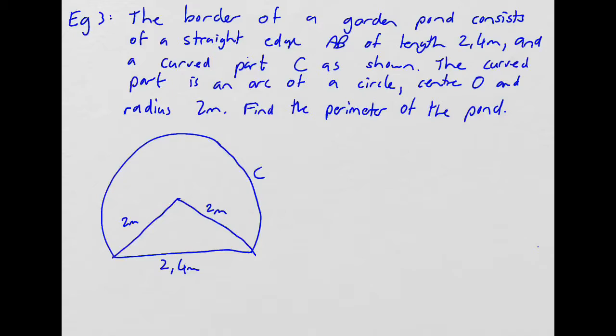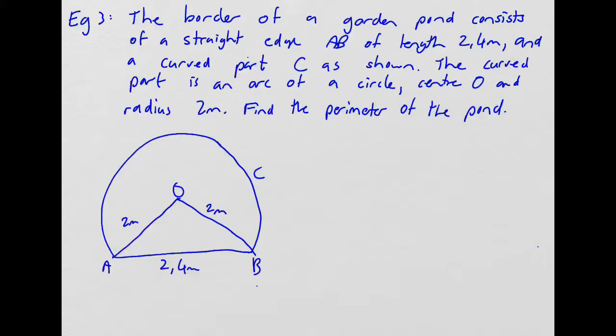Right, so if you look at the example that I've put in front of you, the border of a garden pond consists of a straight edge, AB, of length 2.4 meters, and a curved part C is shown. So the curved part C is part of the circumference. The curved part is an arc of a circle, center O, and radius 2 meters. Find the perimeter of the pond. Right, so what they want is the distance from here all the way to here, and including this edge.